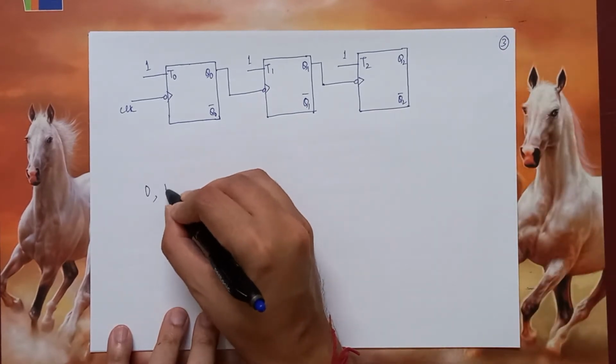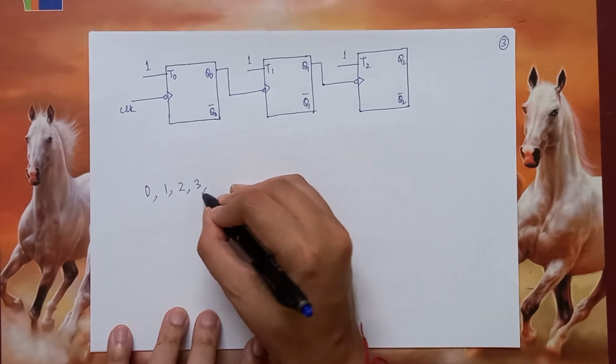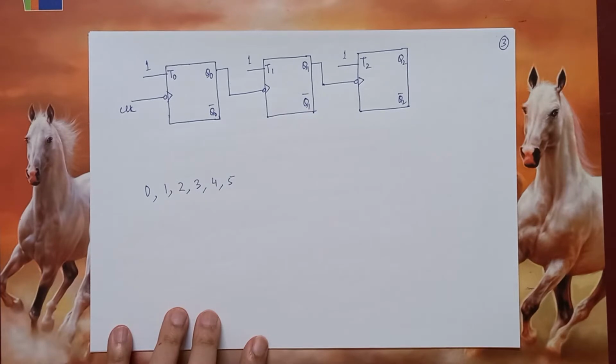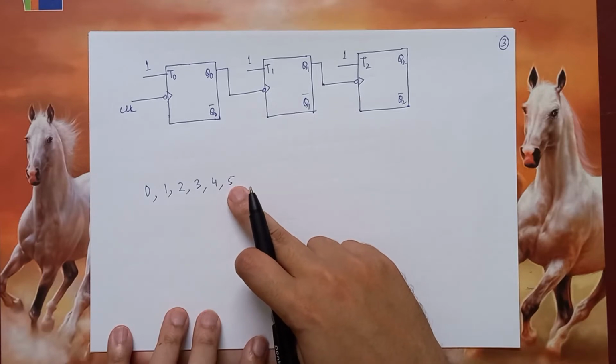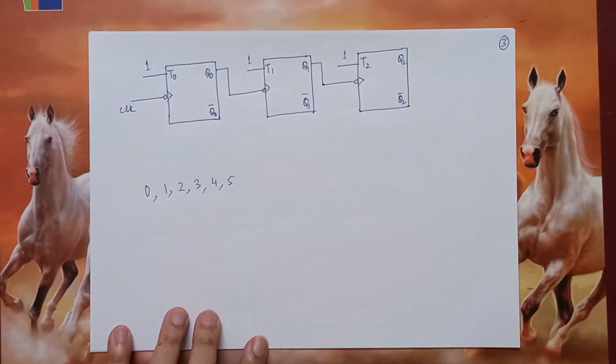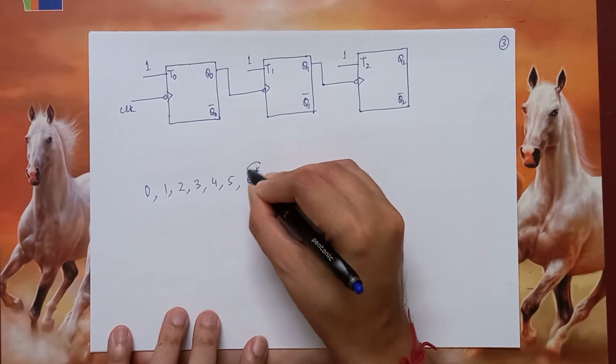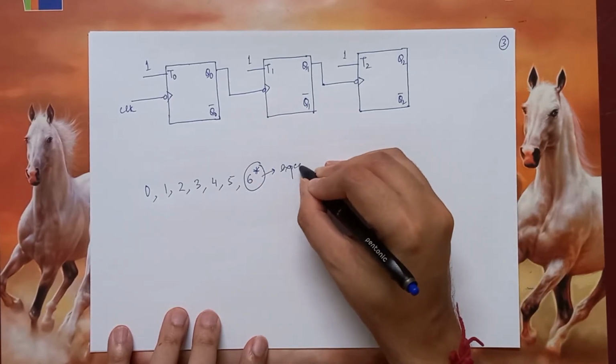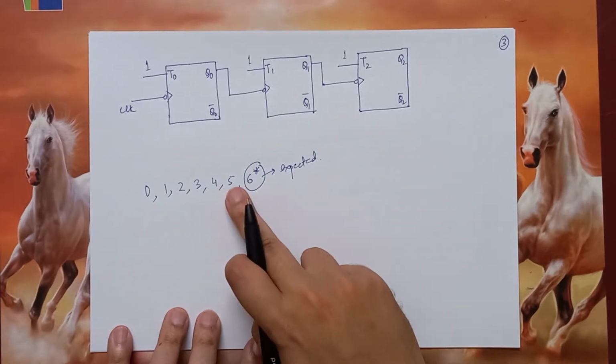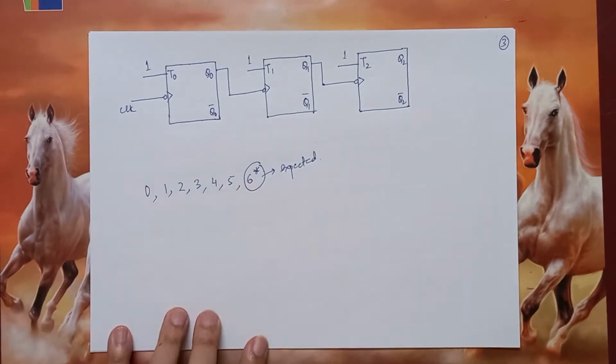So after 0 we get 1, then 2, then 3, then 4, then 5. Now once 5 clocks have come, when the 6th clock comes, this circuit will try to show 6. This is what is expected. But we want that right after 5, the circuit should go to 0. So therefore, we already know a way through which we can force the output state of the flip-flops to go to 0.